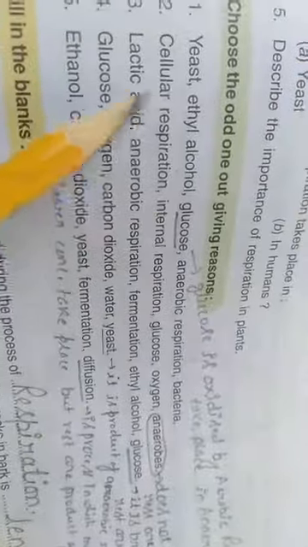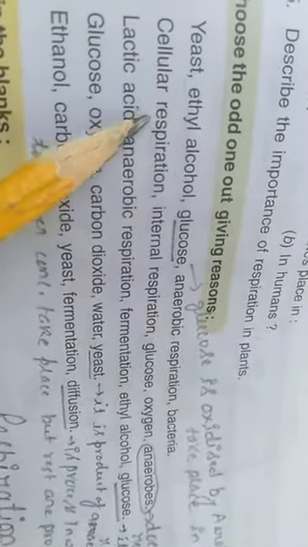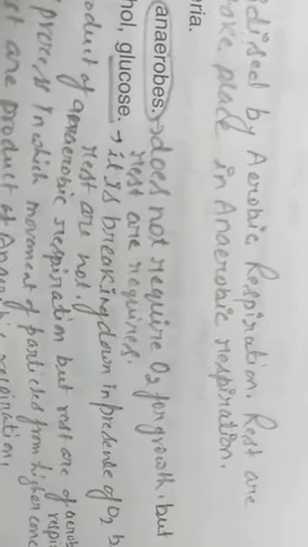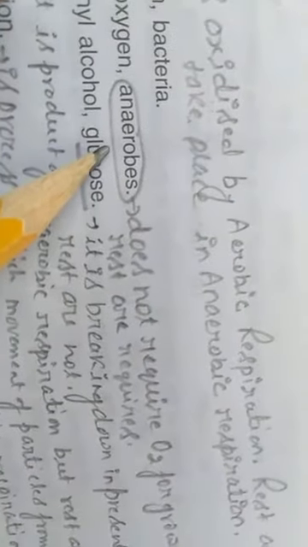Okay, the second one is cellular respiration, internal respiration, glucose and oxygen, and anaerobes. So here anaerobe is the odd one. Why? Because anaerobes do not require oxygen, O2 means oxygen, for growth, but the rest require oxygen for their growth. So here anaerobe will be the odd one.